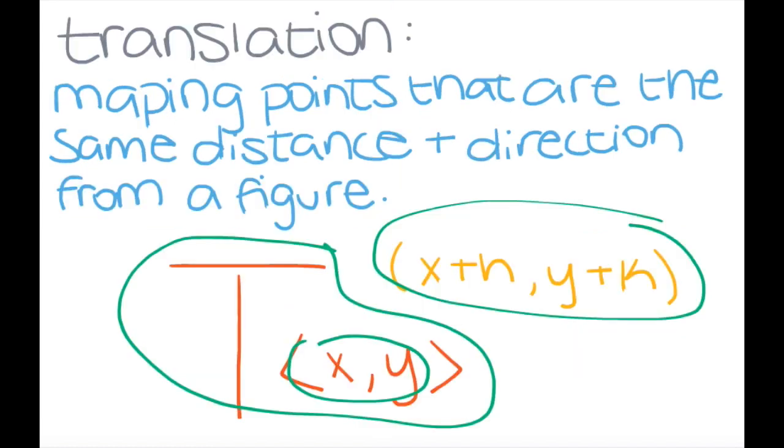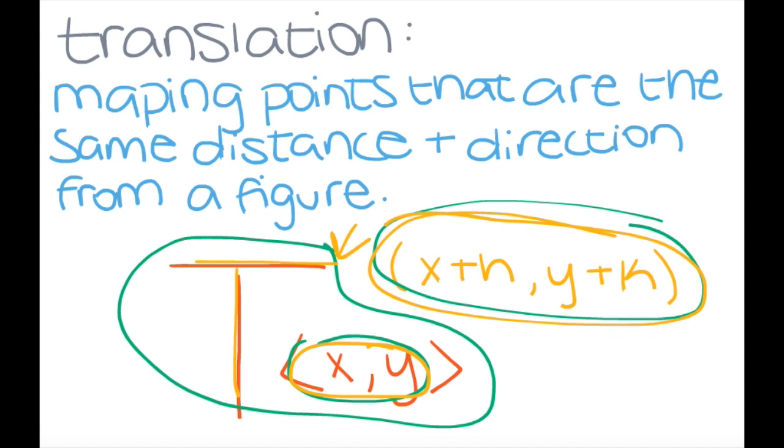First off, I'm going to talk to you guys about translations, and that is mapping points that are the same distance and direction from a figure. And so this right here is how it's going to be presented in a problem. It's going to be T for translation, and your X and Y are the points. And this is the formula that you would use when you're solving for a translation problem.